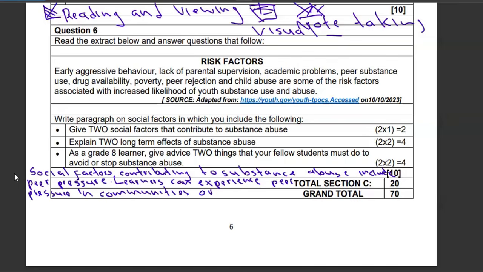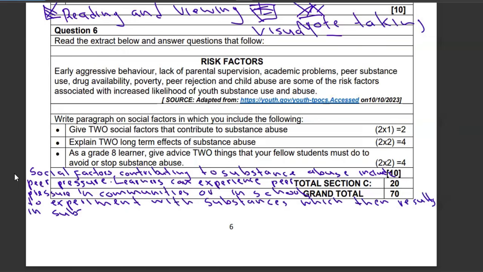or in schools to experiment with substances, which then results in substance abuse. So that is the first thing.